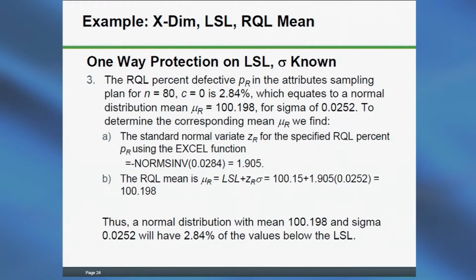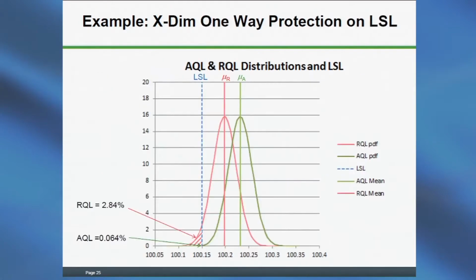Now, we also need to find the RQL value. The RQL percent defective, we had 2.84. We go through the formula again. We calculate a z-value of 1.905, and that turns into 100.198. So basically what this series of calculations shows is that a normal distribution with a mean of 100.198 and a sigma of 0.0252 will have about 2.84% of the values below the lower spec limit. Once we have those, then we can plug them into the formula and calculate the sample size.